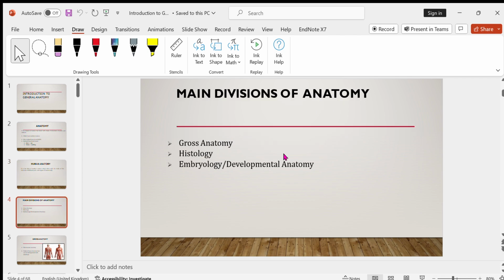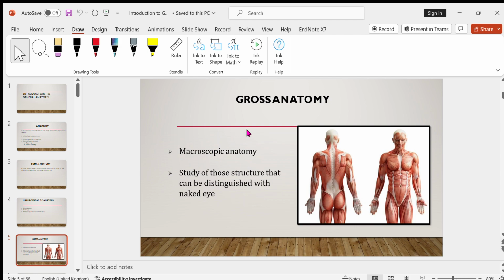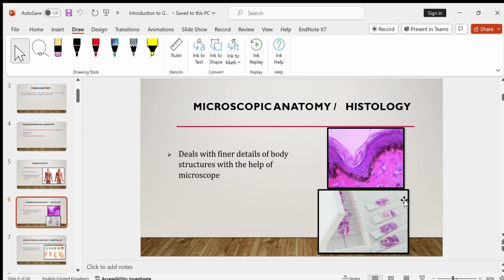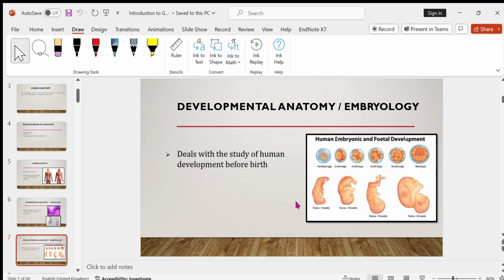The main divisions of anatomy are the gross anatomy, histology, and embryology, which is also called the developmental anatomy. Gross anatomy is the macroscopic anatomy. What we can see through our naked eyes is the gross anatomy, the gross structure of the human body. Microscopic anatomy is also called histology. It deals with the finer details of the body, and these are only visible through a microscope.